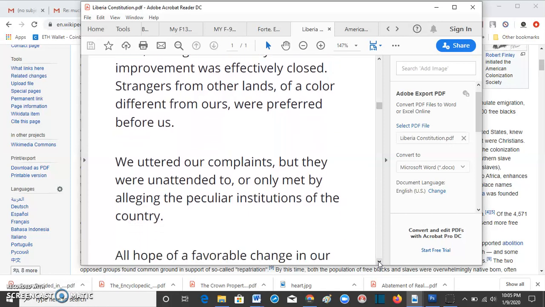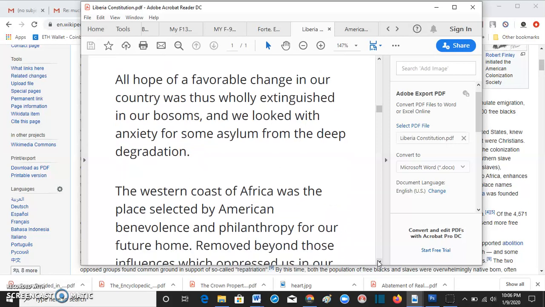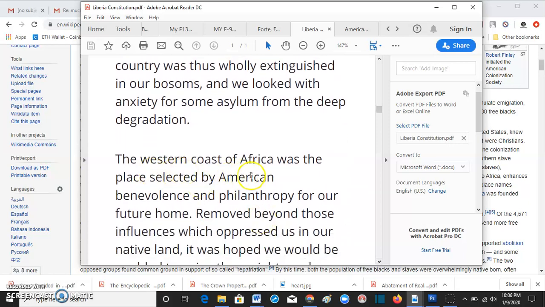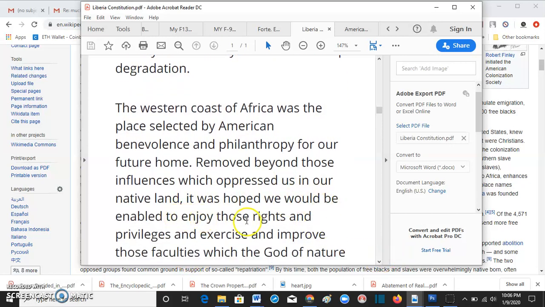Improvement was effectively closed. Strangers from other lands of a color different from ours were preferred before us. We uttered our complaints, but they were unattended to, or only met by alleging the peculiar institution of the country. You hear that, people? You hear that? The western coast of Africa was the place selected by American benevolence and philanthropy for our future home, removed beyond those influences which oppress us in our native land. Body bag, man. It was hoped we would be enabled to enjoy those rights, privileges, and exercise and improve those faculties.